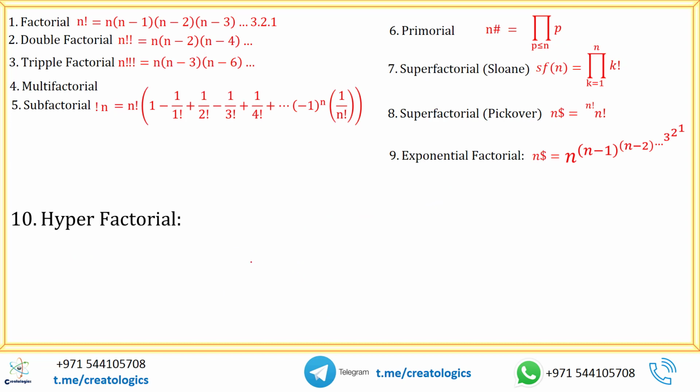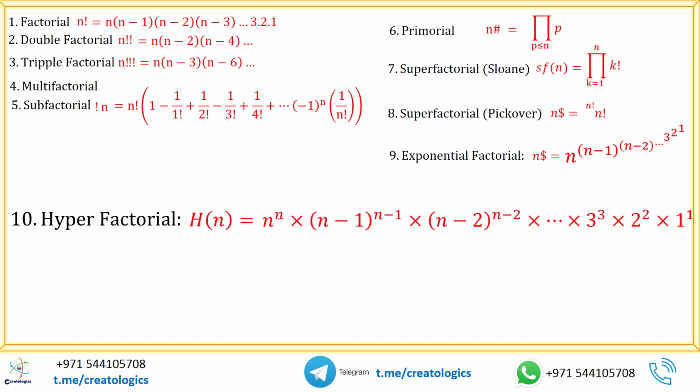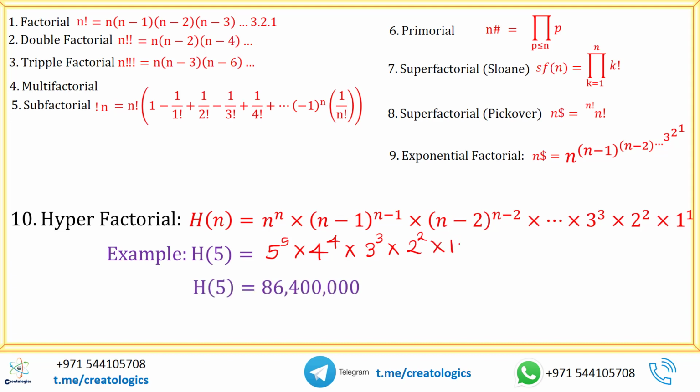Next type of factorial is hyperfactorial. Hyperfactorials are represented by H(n) and its value is given by n raised to the power n, n minus 1 raised to the power n minus 1, n minus 2 raised to the power n minus 2, right? It means you have to take that number n, decrease 1 every time, take the product, but every number must have the same power. So for example, if I have to calculate the hyperfactorial of 5, right? That will be 5 raised to the power 5 multiplied by 4 raised to the power 4 multiplied by 3 raised to the power 3 multiplied by 2 raised to the power 2 multiplied by 1 raised to the power 1. And its value comes out as 86,400,000. Okay.